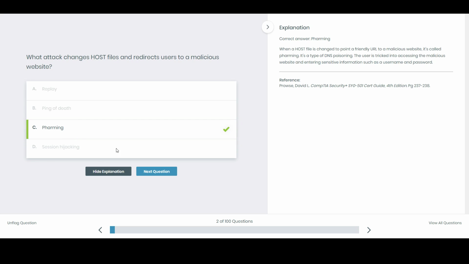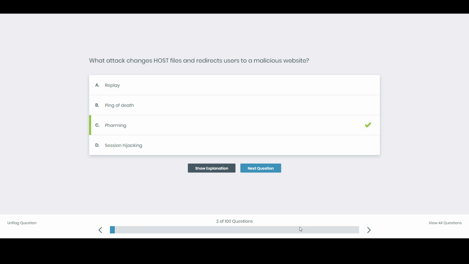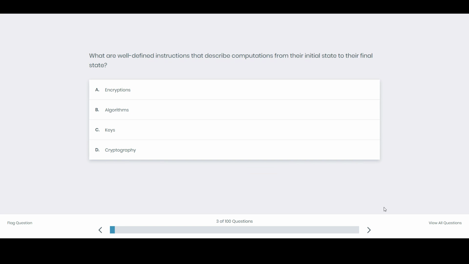When a host file is changed to point a friendly URL to a malicious website, it's called pharming. It's a type of DNS poisoning. The user is tricked into accessing the malicious website and entering sensitive information such as username and password. All right, so C. That's a wild guess, so I'm going to unflag it. I mean, not flag it. Yes, let's continue to the next question.